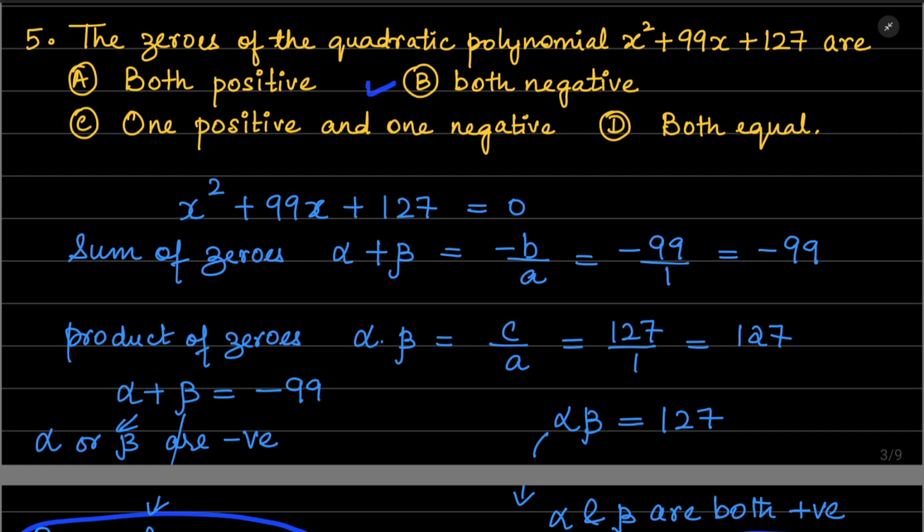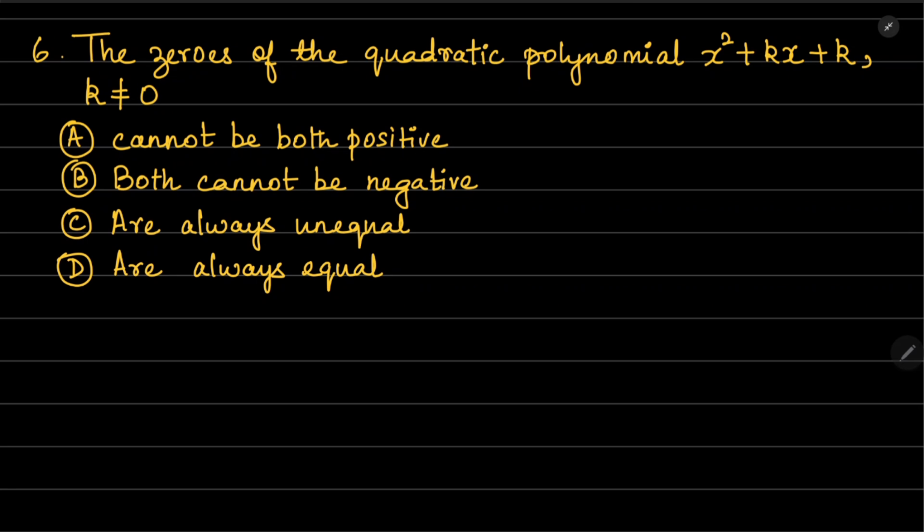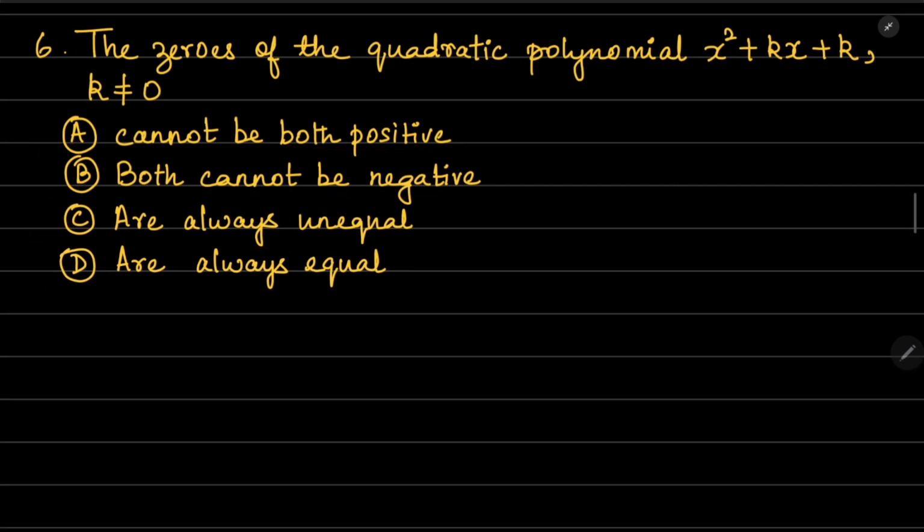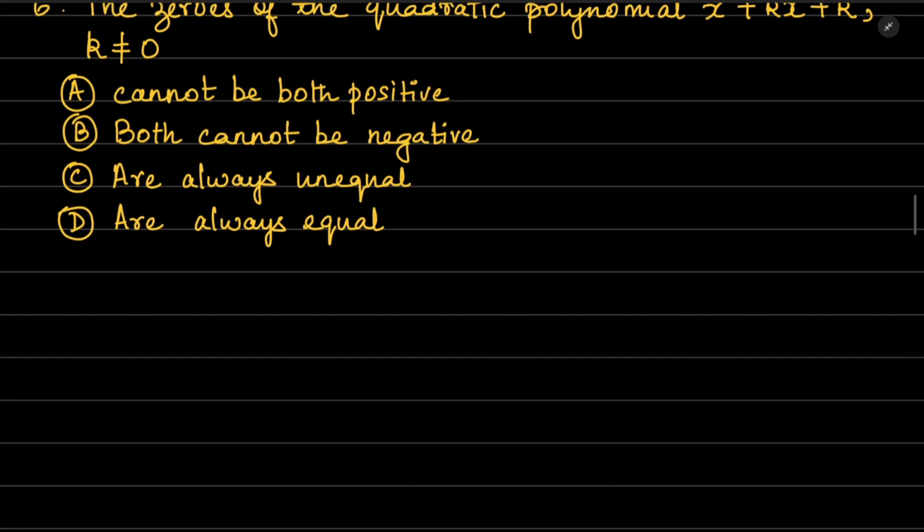So in such questions, you will have to actually take an example and think and do it. So let's see this question. The zeros of the quadratic polynomial x square plus kx plus k, where k is not equal to 0. The options are: the zeros cannot be both positive, they cannot be both negative, they are always unequal, and they are always equal. Okay. So here, if k is not equal to 0, the only possibility is k can either be less than 0 or greater than 0. So let's go ahead and do that.